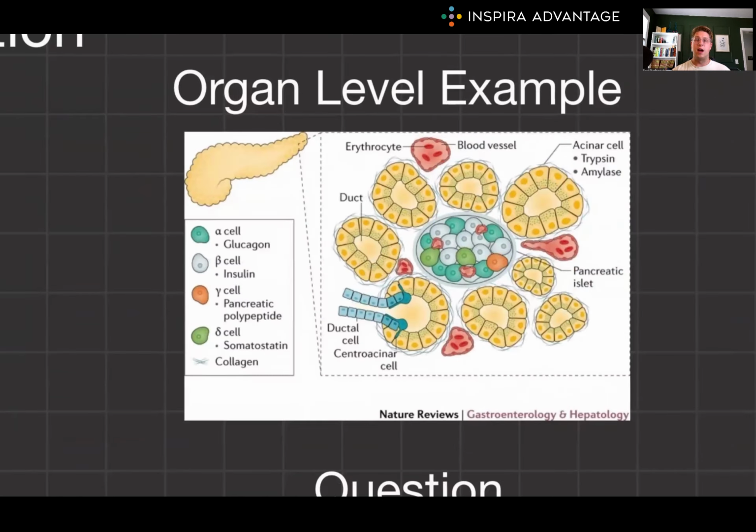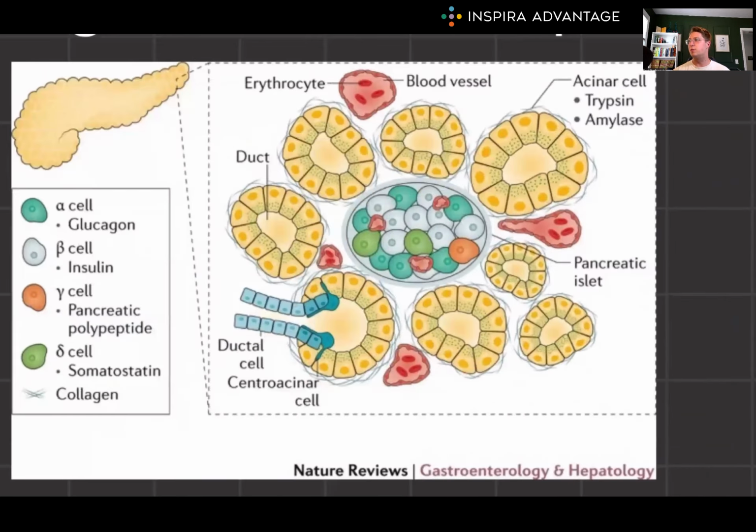Cell specialization is not just about individual cells, it's also about how these cells work together. Let's look at an example in the pancreas. Alpha cells produce glucagon. Beta cells produce insulin. Delta cells produce somatostatin. And acinar cells produce digestive enzymes. So all these cells are doing different important things that the body needs to happen. Ultimately, they work together to regulate blood sugar and aid in digestion.